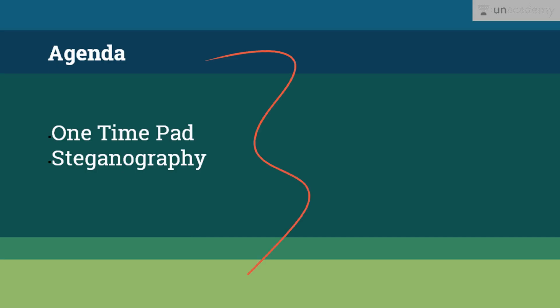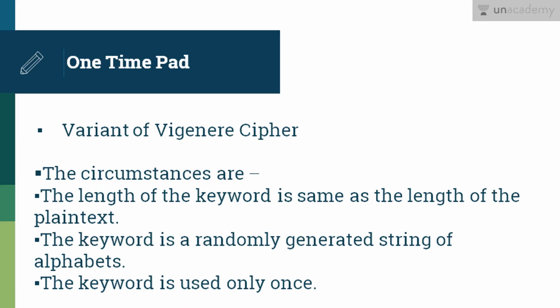So this here is the agenda for today. Today I'll teach you two very popular and important cipher techniques that are being used in the world right now. First, we'll look into what a one-time pad is, and then we'll look into steganography. In the end, I'll also give some interesting questions to practice as I had promised before. So let's get started. Here, one-time pad.